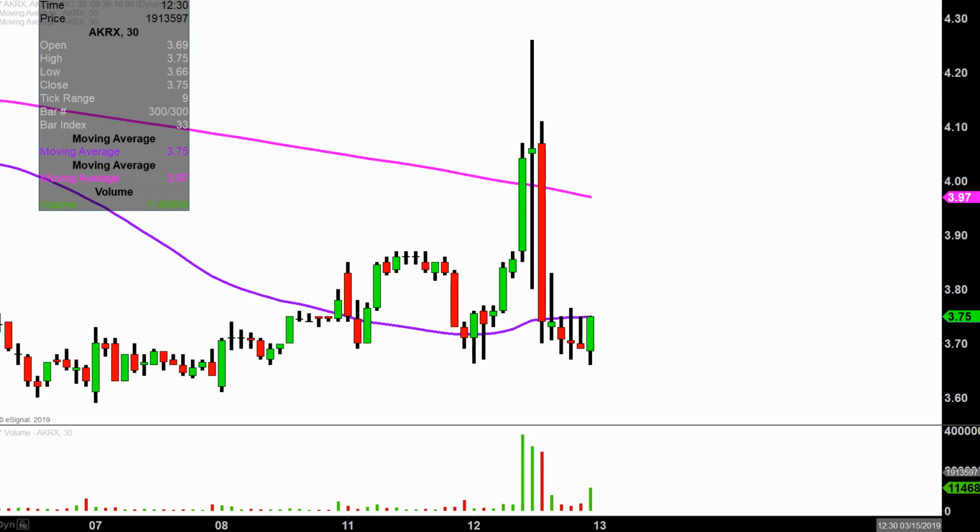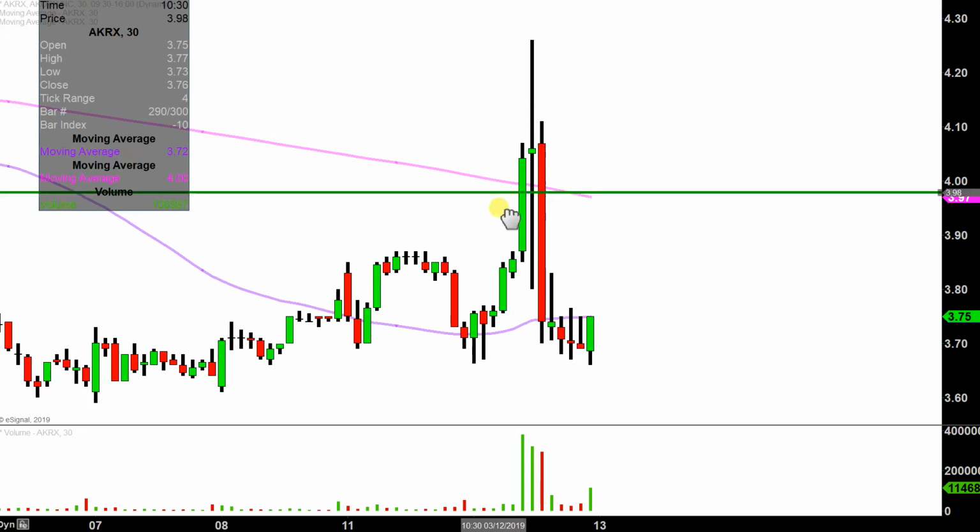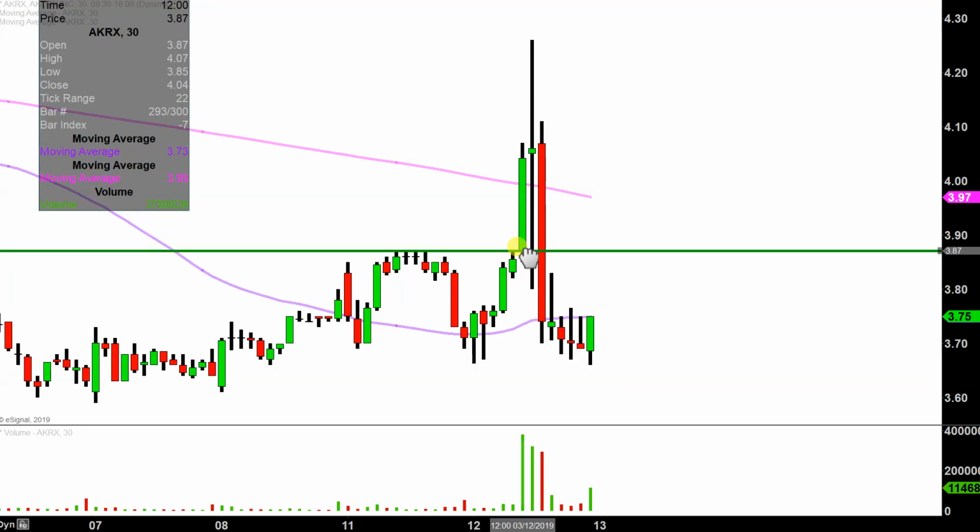My definition of a pump and dump is where a price makes a really nice move, and then within a relatively short amount of time, the price goes back to where it started, if not lower. So just as a quick recap, you can see that the price essentially started when it broke out above this area of resistance right there at $3.87. You go back through the history and you can see that level had been very stubborn.